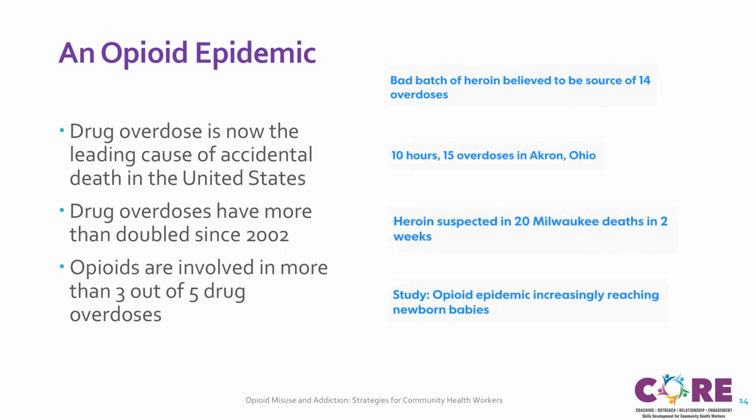So making up the majority now is whether it's prescription opioids or heroin or fentanyl, something like that. And over on the right, I'm sure people have seen plenty like this, but some examples of news stories from the Des Moines Register that they reported from across the country of really a lot of clusters of deaths. You can see 10 deaths, 15 overdoses, and also some other more chronic issues, opioid epidemic increasingly reaching newborn babies. That's also a big concern.